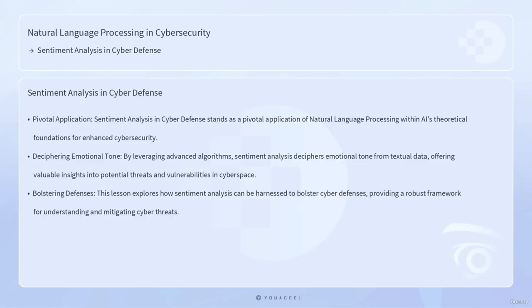Sentiment analysis in cyber defense stands as a pivotal application of natural language processing within the broader context of AI's theoretical foundations for enhanced cybersecurity. By leveraging advanced algorithms, sentiment analysis deciphers emotional tone from textual data, offering valuable insights into potential threats and vulnerabilities in cyberspace. This lesson explores how sentiment analysis can be harnessed to bolster cyber defenses, providing a robust framework for understanding and mitigating cyber threats.